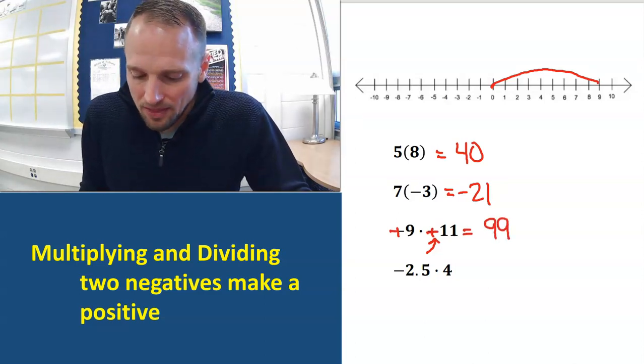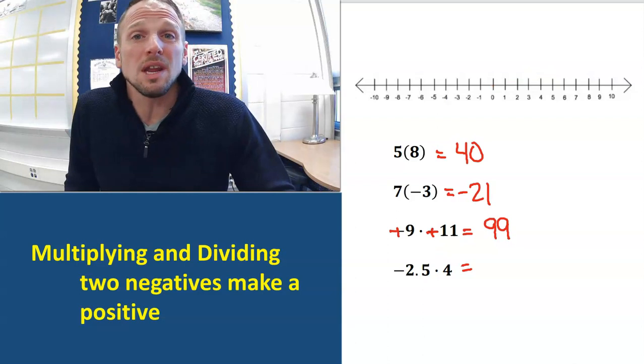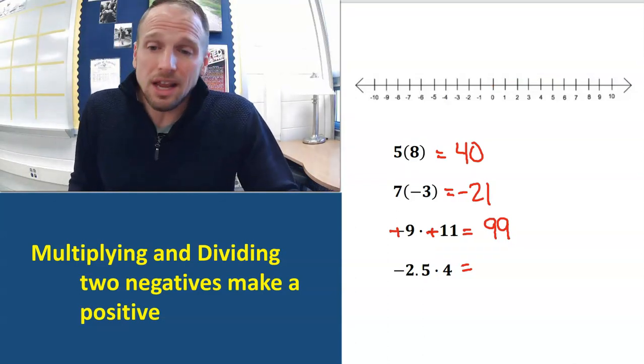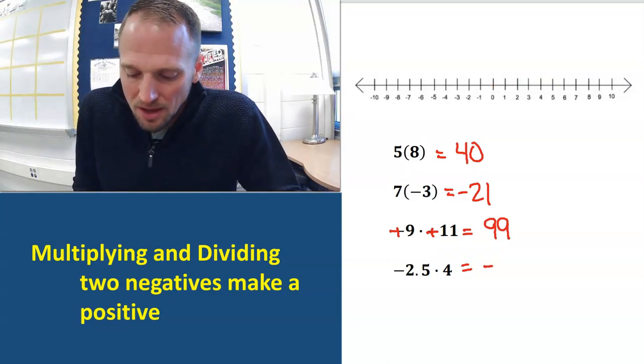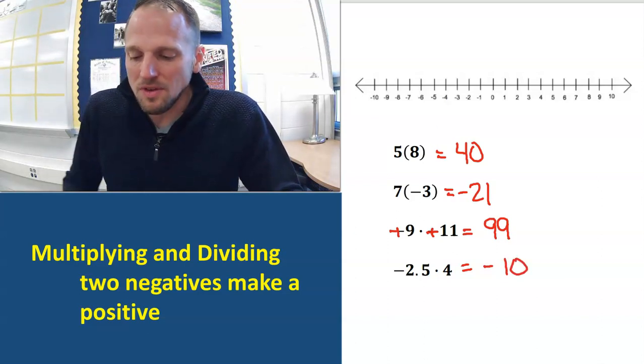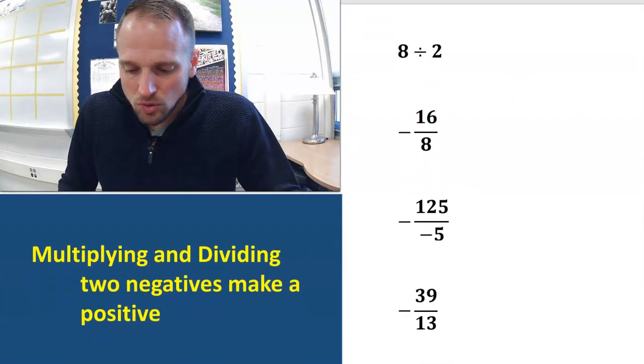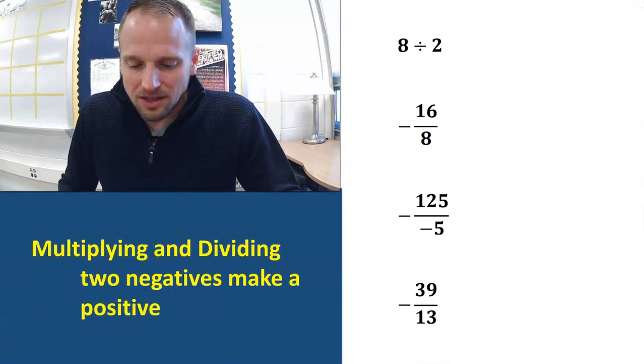All right. The last one, negative 2.5 times 4. So let's think about this. First of all, is this going to be negative or positive? There's one negative, so this is going to be negative. And then 2.5 times 4 is going to be 10. So we've got negative 10. All right. Let's do maybe one more set of these.